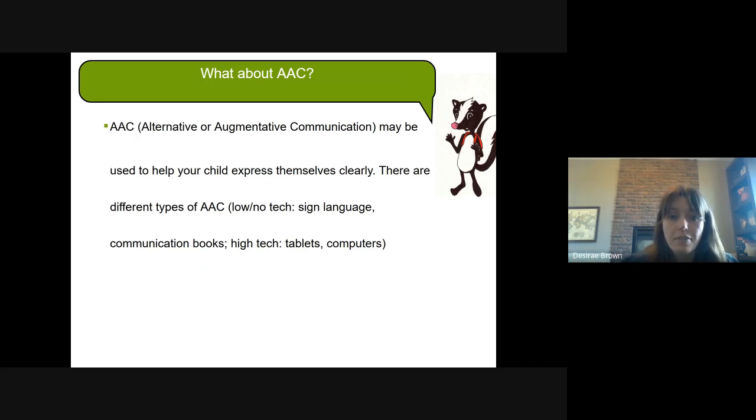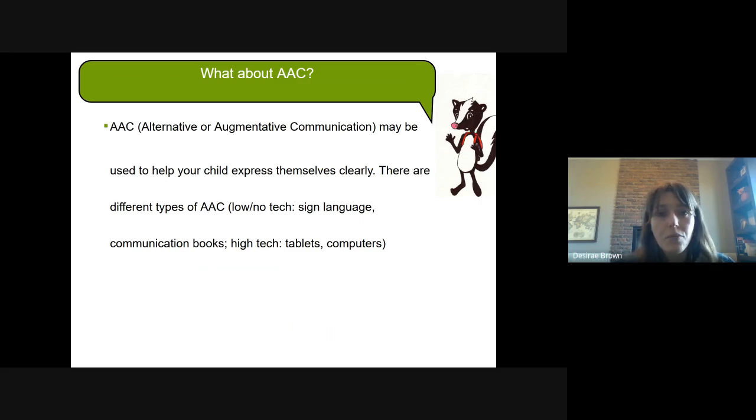So that's not really involving anything. It could be a communication book. So that's something that's printed and is organized in a certain way where they can access different vocabulary. So that's more of like a system, as well as high-tech options. So those are things like on tablets or computers, there's different apps for communication. They're organized, again, in a specific way so that they can access those vocabulary words in different situations and settings.